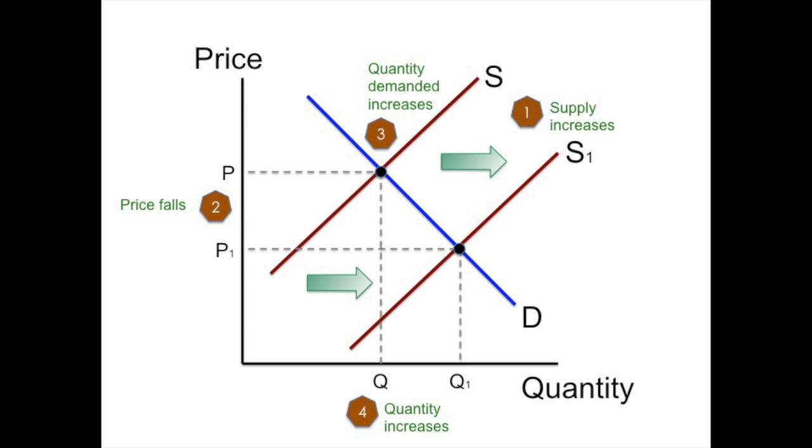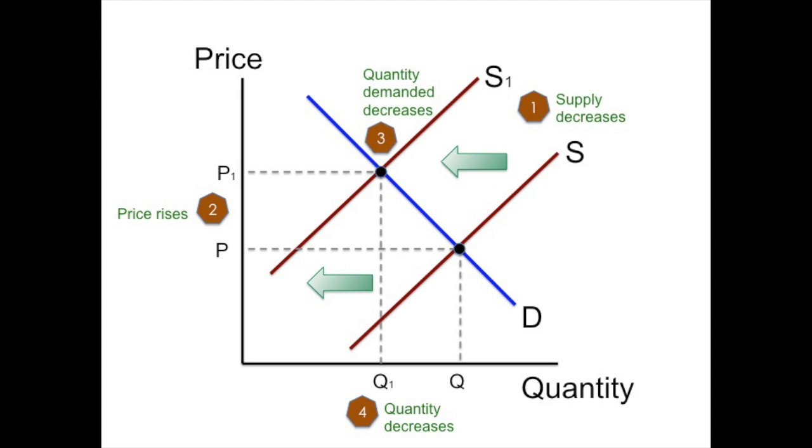A shift, or an increase in supply, can be brought about by 5 possible causes: 1. Better technology. 2. Less expensive inputs. 3. More firms entering the market. 4. A lower expected price in the future. Or 5. More subsidies or less taxes. An increase in supply is illustrated as a shift in the supply curve to the right. A decrease in supply is illustrated as a shift to the left.